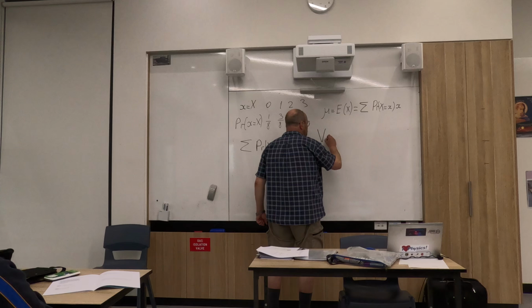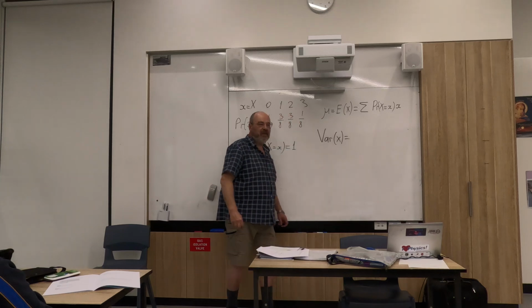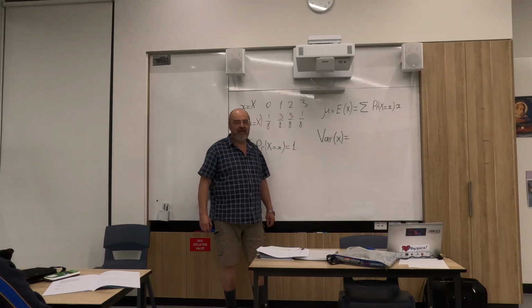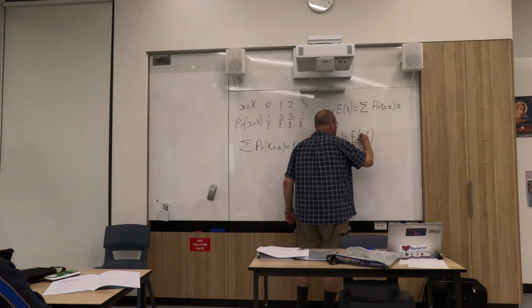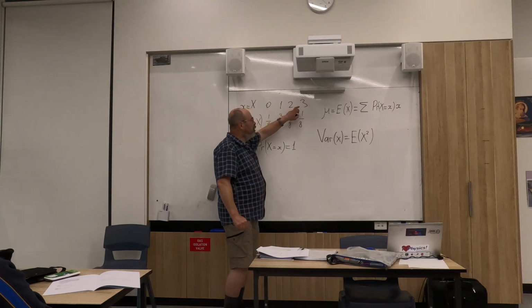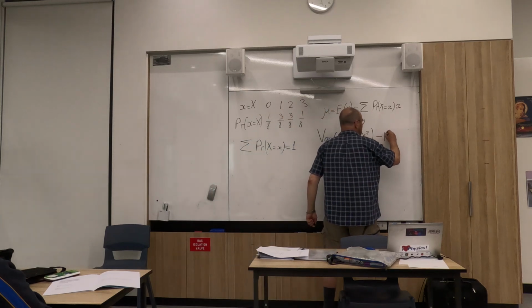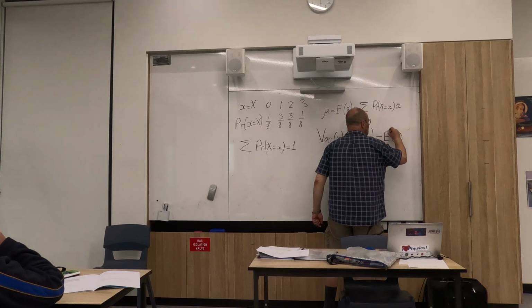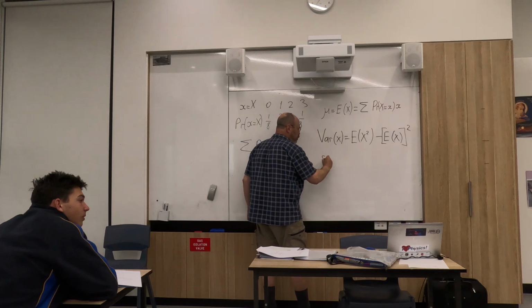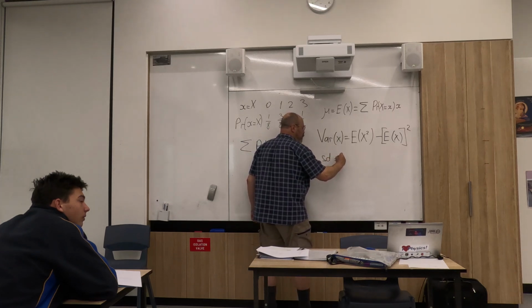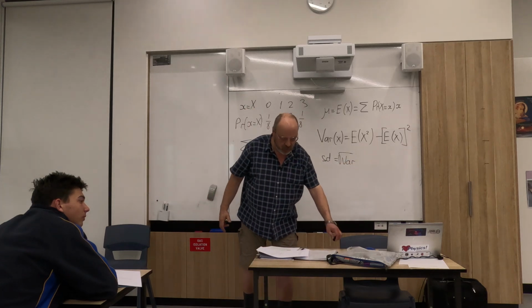Also, we need to be able to find the variance of X. Remember how we find the variance of X? We find the expected value of X squared: we square each value of x and find its expected value, minus the square of the expected value of X. And standard deviation is the square root of variance. So it's nothing new for you, you've already learned it.